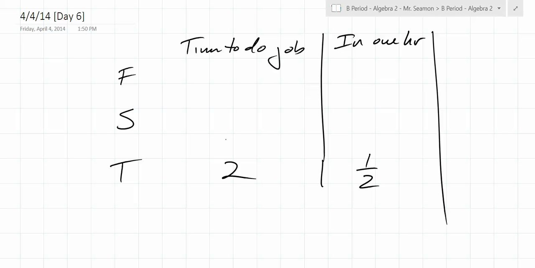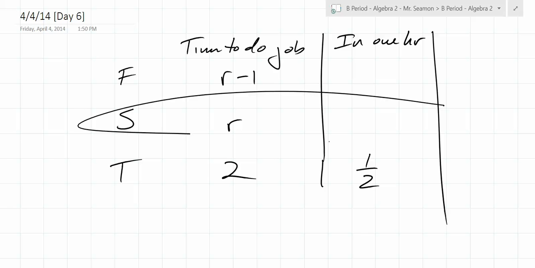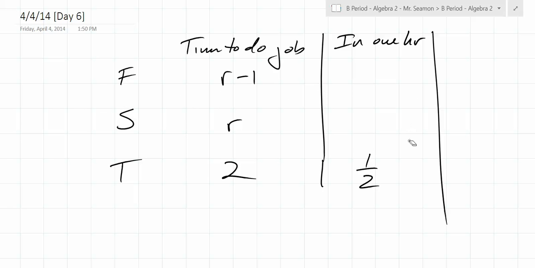So what does it tell us? 1 person can do the job alone in 1 hour less than the other. So if the slower worker's time is r, the faster worker, how long does it take him to do the job? r minus 1. Yeah, exactly. So how much of the job does the slower worker do in 1 hour? 1 over r. And what about the faster worker? Yeah, I like this a lot better.